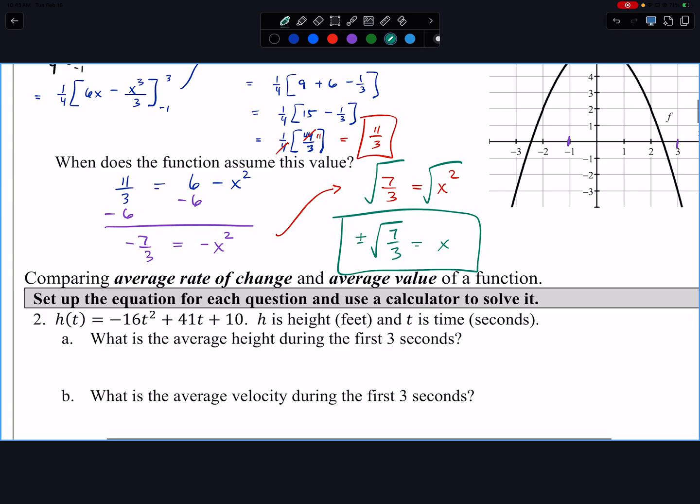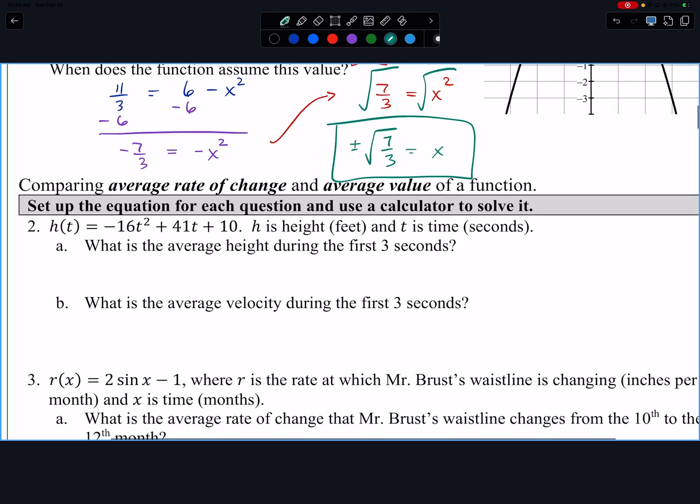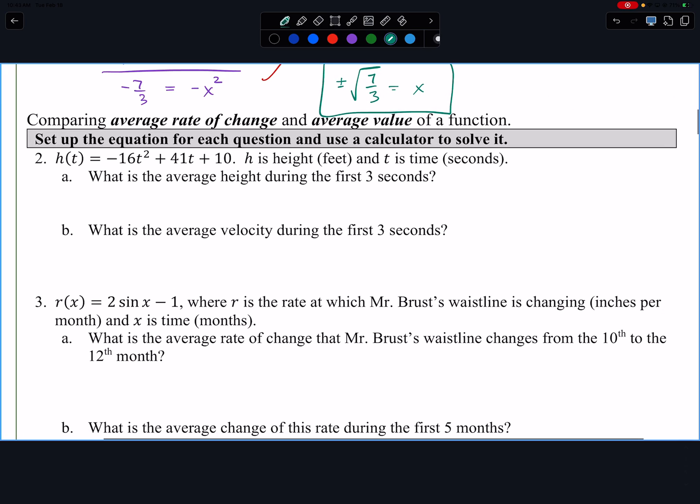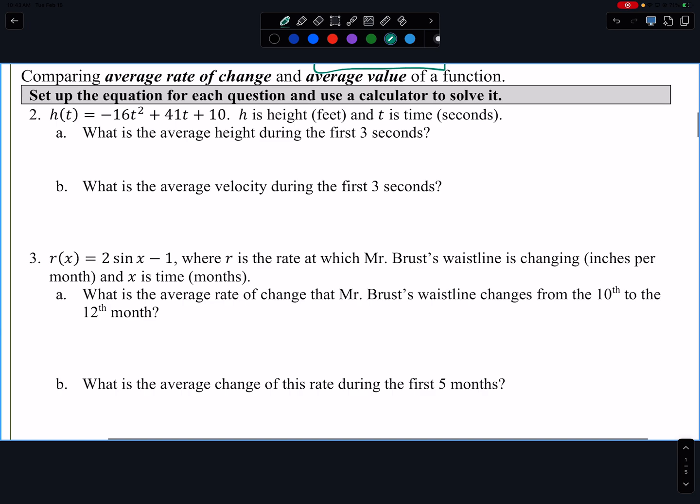All right, so that's how to do most of your homework, but there are some special problems that I kind of want to show you guys. So now we're going to compare average rate of change with average value. So you don't want to get the two confused, okay? So this says use a calculator, set up each equation for each question and then use a calculator to solve it. So what is the average height during the first 3 seconds?